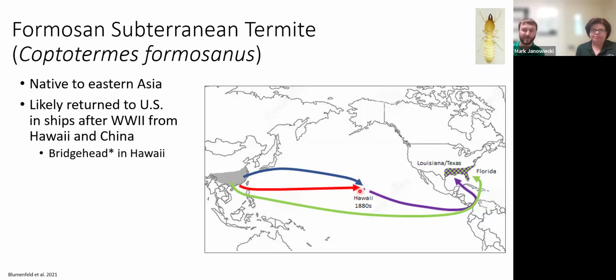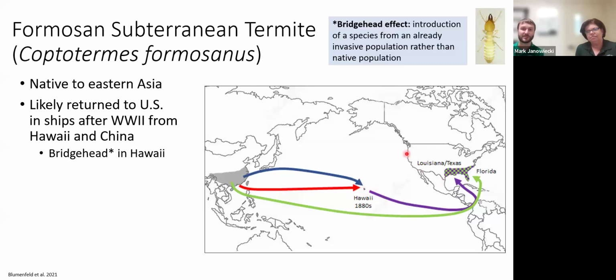So there was an introduction of termites into Hawaii probably in the 1880s, corresponding well to the trade patterns that we know. From there, this formed a new kind of Hawaiian population that I'm simulating here with this purple, as red and blue go and make a new population. This was then introduced from Hawaii into the United States. So this bridgehead effect is the introduction of a species from an already invasive population rather than its native population.